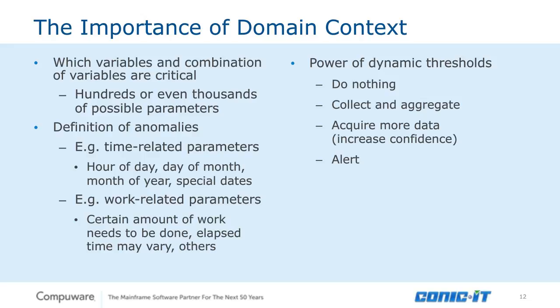And then ConicIT makes a decision. It says, well, I really don't need to do anything. Or it can decide, well, I really should gather more data because this looks like it might be a brewing problem. I better gather more data and aggregate it to understand whether or not it's really becoming a problem. Or I can alert. I can decide that this is an important enough problem and I need to alert someone of it.